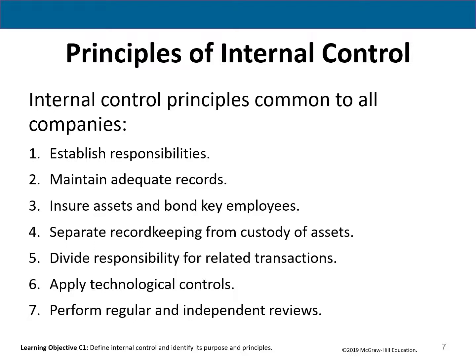We divide responsibility for related transactions. So we don't let somebody purchase inventory, receive the inventory, and make a journal entry that the inventory was received. We keep those duties separated. Think about it. You're the person at Best Buy who could buy large screen TVs. You ordered 5. 5 came in, but you say only 3 came in when they shipped, right? And then you make a journal entry only recording 3 because you put the other 2 in your car. Keeping those duties separated will stop that from happening.